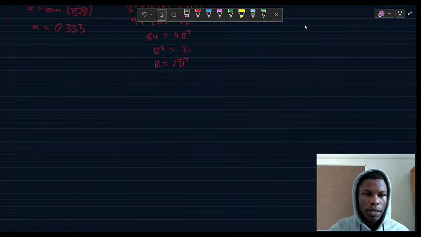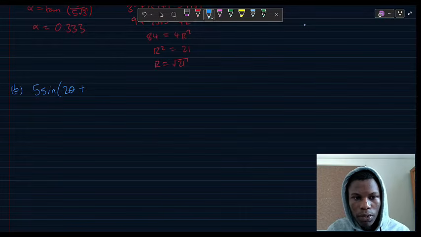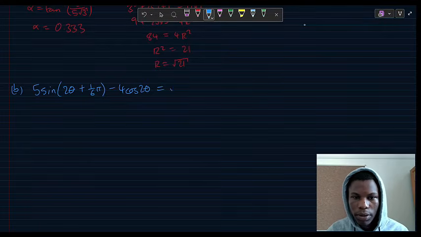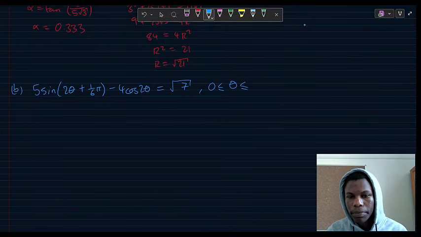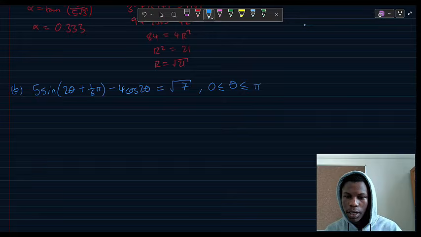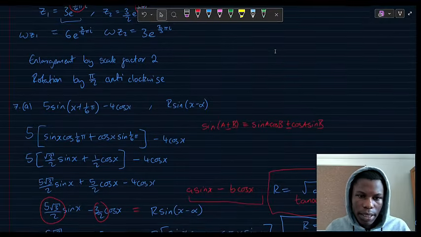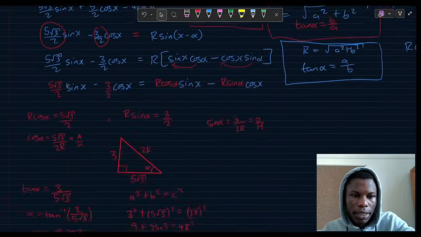And then we've got part B that says, hence solve the equation 5 sine of 2 theta plus 1 over 6 pi, minus 4 cosine of 2 theta, is equal to root 7, for theta between 0 and pi. Okay, give your answers correct to 2 decimal places. So what is the equation we started off with in part A? So this is the equation that we started off with in part A.